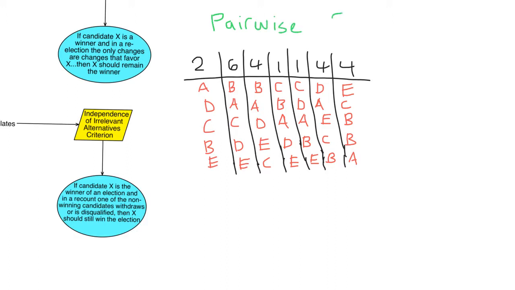So I'm going to write pairwise comparisons right here. And if we were to use the method of pairwise comparisons, then the winner in this case would be A. Now, if you want to pause the video and work out the pairwise comparisons method on this preference schedule, you could confirm for yourself that the winner would indeed be A. And again, pairwise comparisons has to do with head-to-head competitions between all the various candidates.